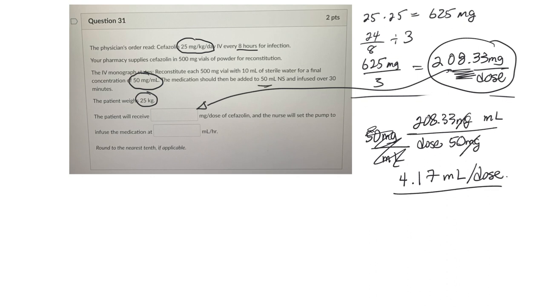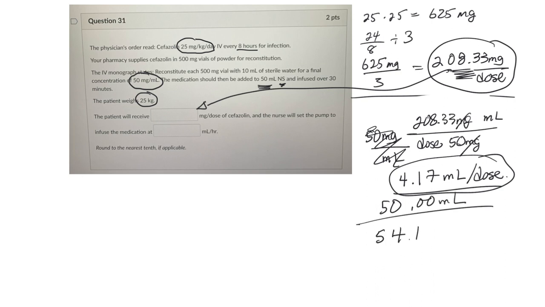But then they say you got to add 50 mils of that saline solution, or whatever it is. And so I need to have this much of the medicine, and then I'm adding another 50 milliliters of the saline, so 54.17 milliliters. That's total what needs to go into that person.